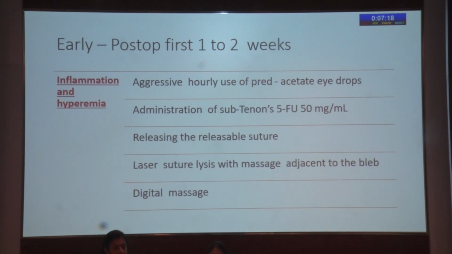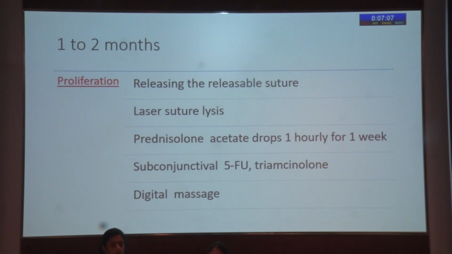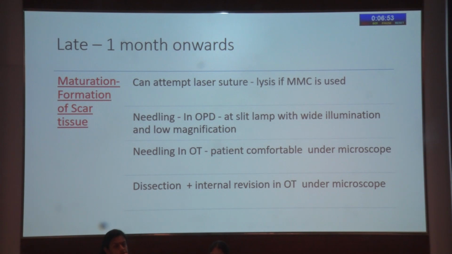Within the early postoperative first to 2 weeks, you can use aggressive prednisolone acetate, administer subconjunctival 5-FU, release the releasable suture, and laser suturolysis with massage also can be tried. In the first 1 to 2 months, you can again try releasing the suture, laser suturolysis, prednisolone acetate drops, subconjunctival 5-FU or triamcinolone along with digital massage. And after that, you can still attempt laser suturolysis, though the success would not be so good, but if you have used MMC.